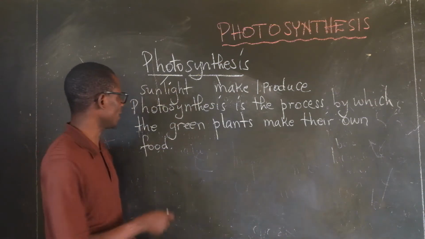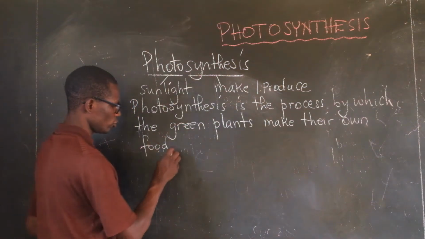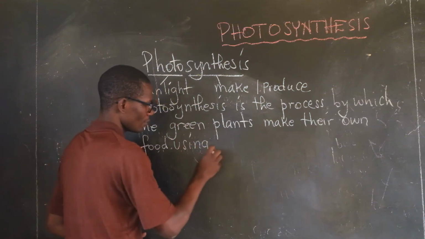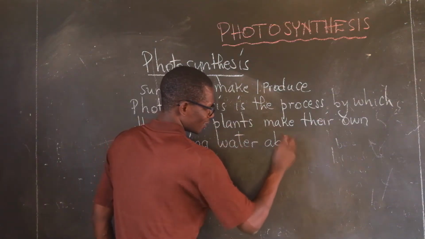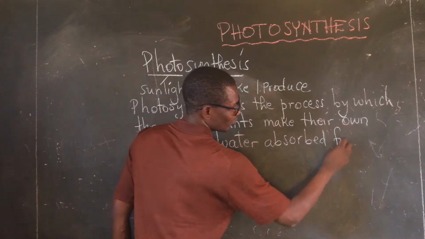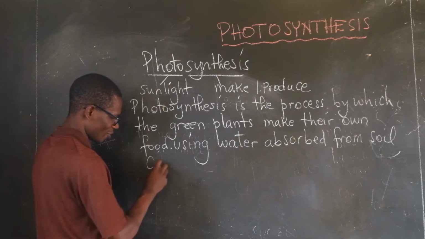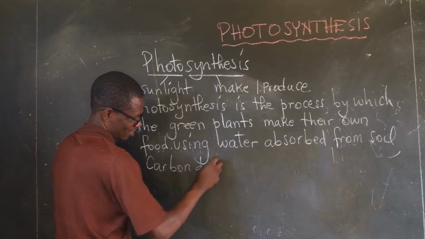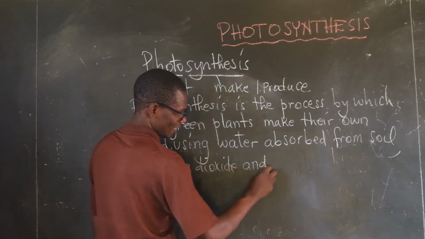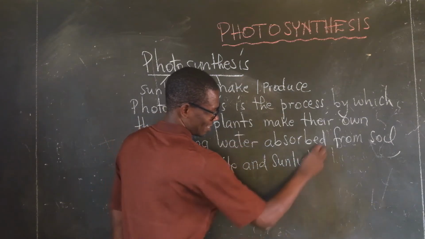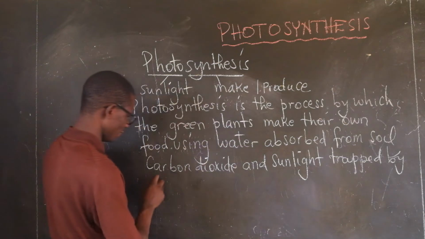conditions of photosynthesis to happen. Photosynthesis is the process by which the green plants make their own food using water absorbed from soil. That is one. Carbon dioxide and sunlight, which is trapped by chlorophyll.